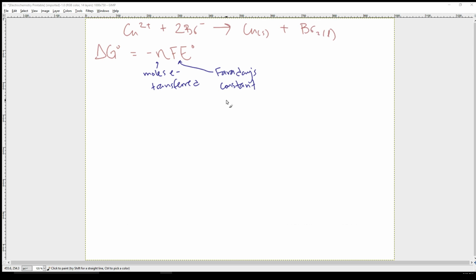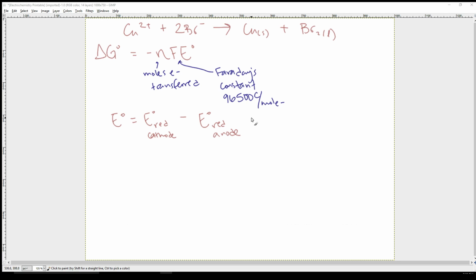Which you'll want to memorize as 96,500 coulombs per mole of electrons. And then E standard. There's a formula for that. E standard, you calculated this today in class. Well, not today anymore. It was a Wednesday. It's the E standard reduction of the what minus the E standard reduction of the what? So what minus what? Cathode minus anode.